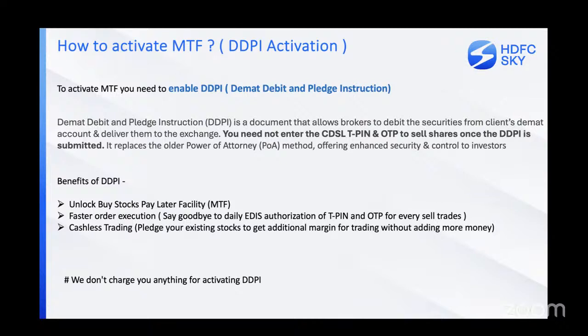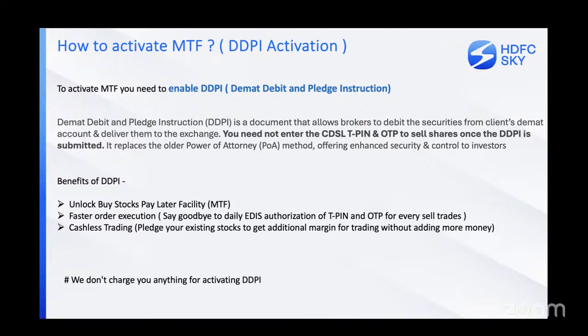However, you have 1 lakh worth of shares which are already present in your trading account. What you can simply do is pledge your existing stocks and get additional margin for trading without adding more money. Now, for example, if you pledge your 1 lakh stocks, after a certain haircut, you will get an additional margin of, let's say, 60,000, 65,000, 70,000.